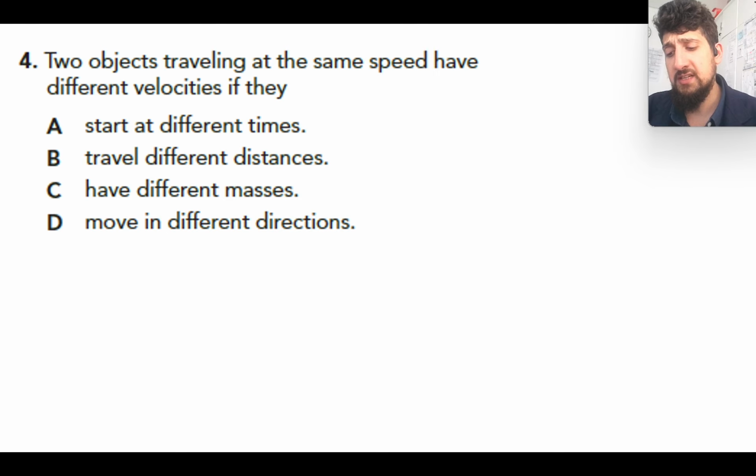Two objects traveling at the same speed have different velocities. Okay, so what is velocity? Velocity is speed and direction. So if the two objects have different velocities and have the same speeds, well, we know the answer. That means they are traveling at the same speed, but they are traveling in different directions. They move in different directions. That's the one.